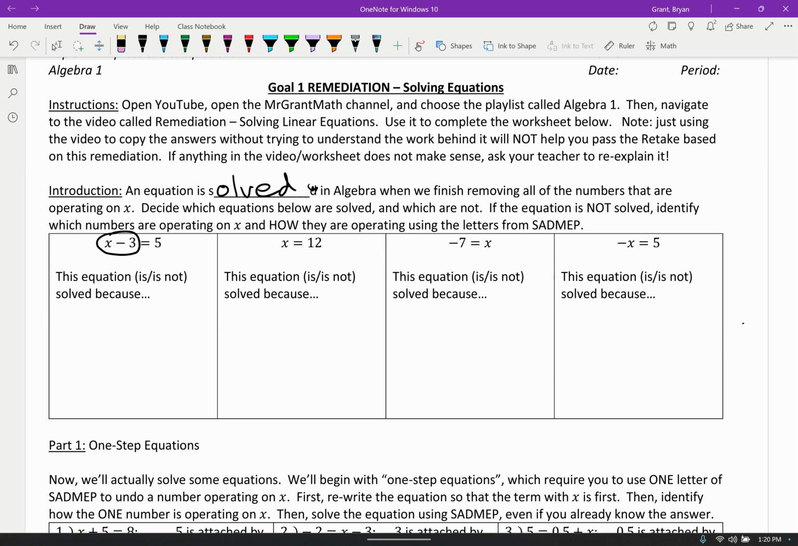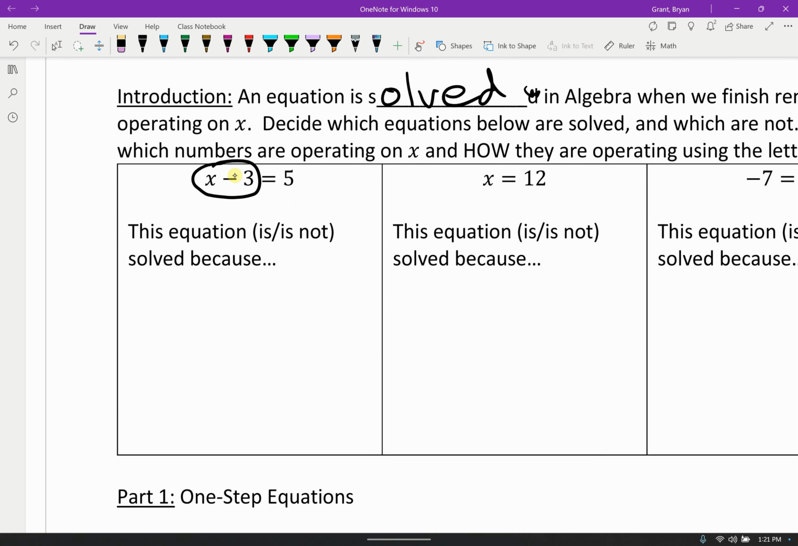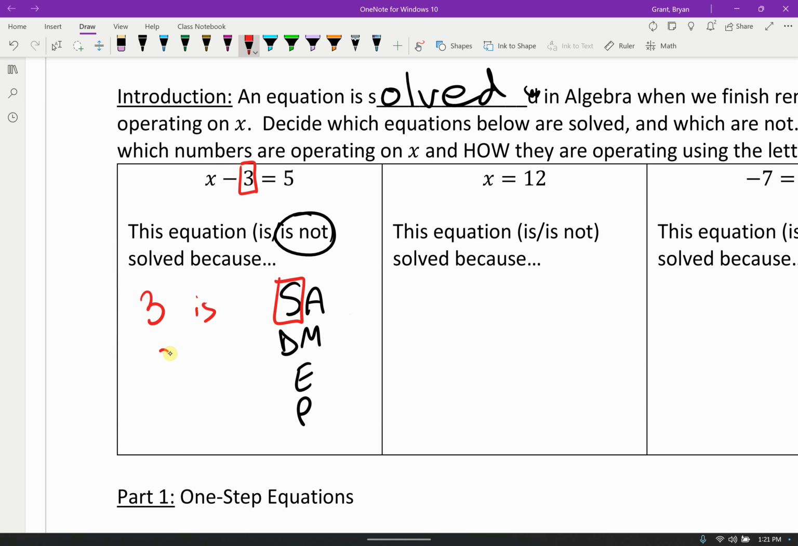And we can see that this first equation is not solved. And it's not solved because there's still a number attached to x. What number is attached to x? Well, we should know that if we think through SADMAP, which we're going to use a bunch in this video, this tells us how numbers are attached to x and how to undo them. So I would look right at this 3 that's next to the x, and there's something separating the 3 and the x. The thing that's separating the 3 and the x is subtraction. So we say this equation is not solved because 3 is subtracting from x.